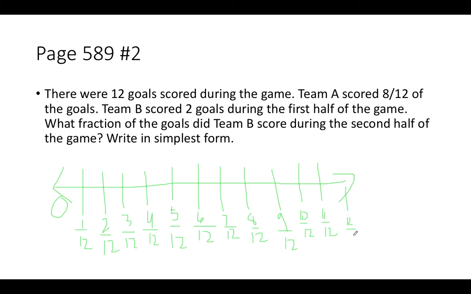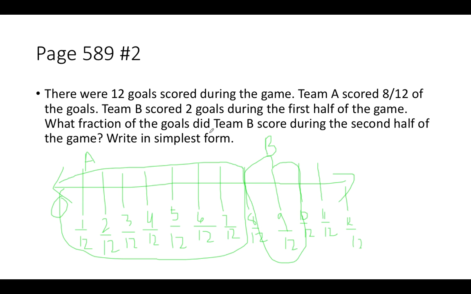All right, so now let's start filling in what we know. There were 12 goals scored during the game. Great. We got that because we have 12 parts on our number line. Team A scored 8/12 of the goals, so 8. So that means all the way from here to here, Team A scored. So we're going to put a big A up here. Team B scored 2 goals during the first half, so 2 goals. So that means 1, 2. Okay, so that's Team B.